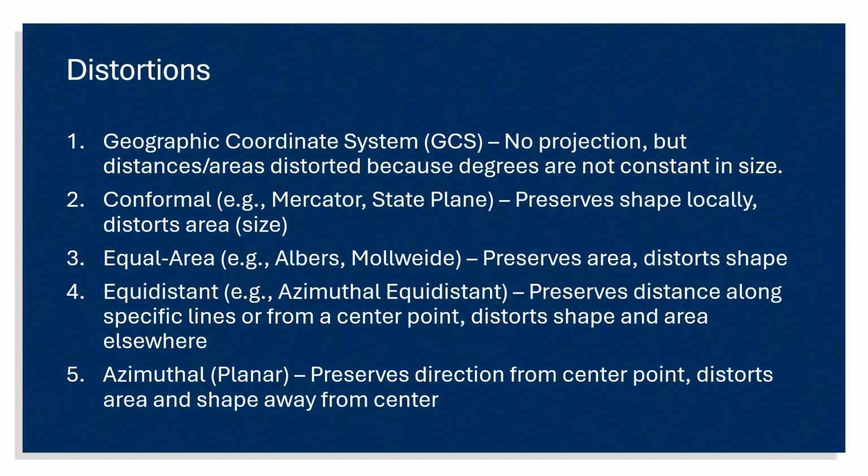We also have some that are called equal area. These would be ones like Albers and Mollweide. They preserve area, but they distort shape. Then there's the equidistant ones, like the azimuthal equidistant. They preserve distance along certain lines or from a certain point, but they distort shape and area. And there's azimuthal planar, which preserves direction and distorts area and shapes away from the center.